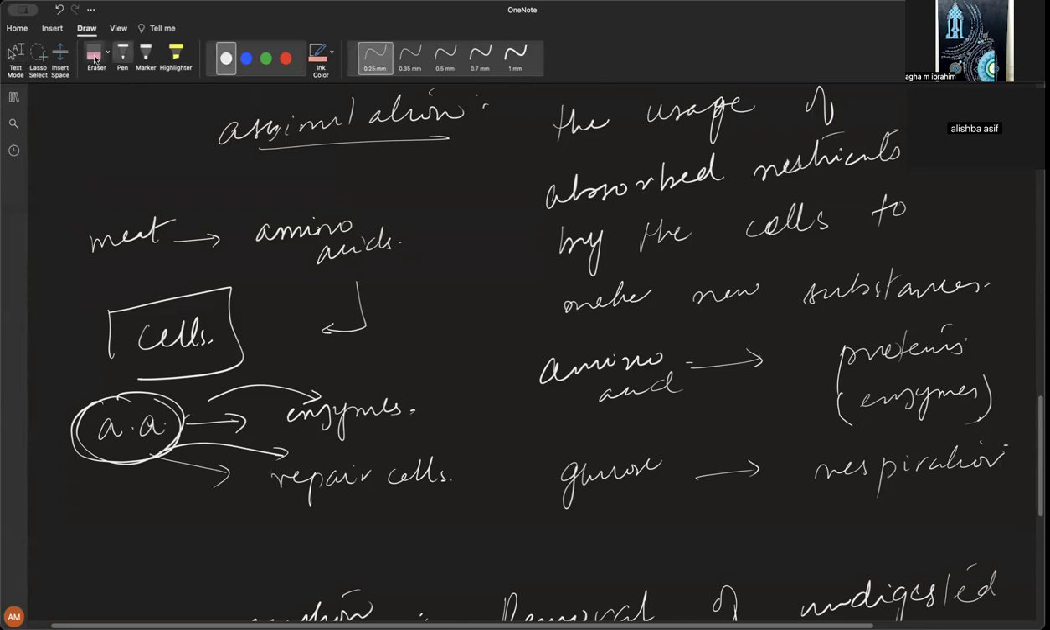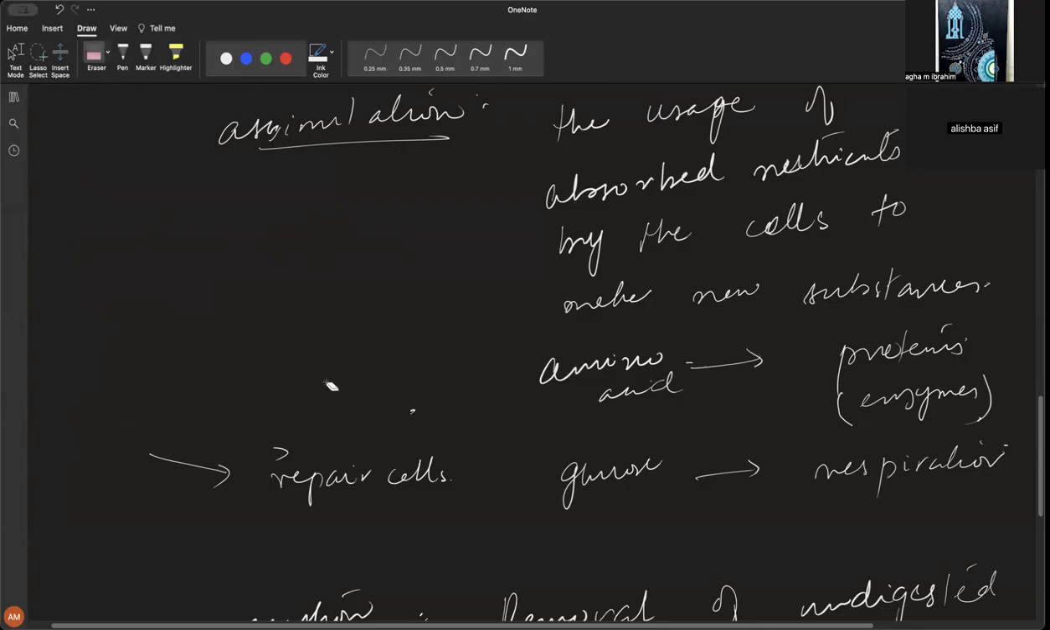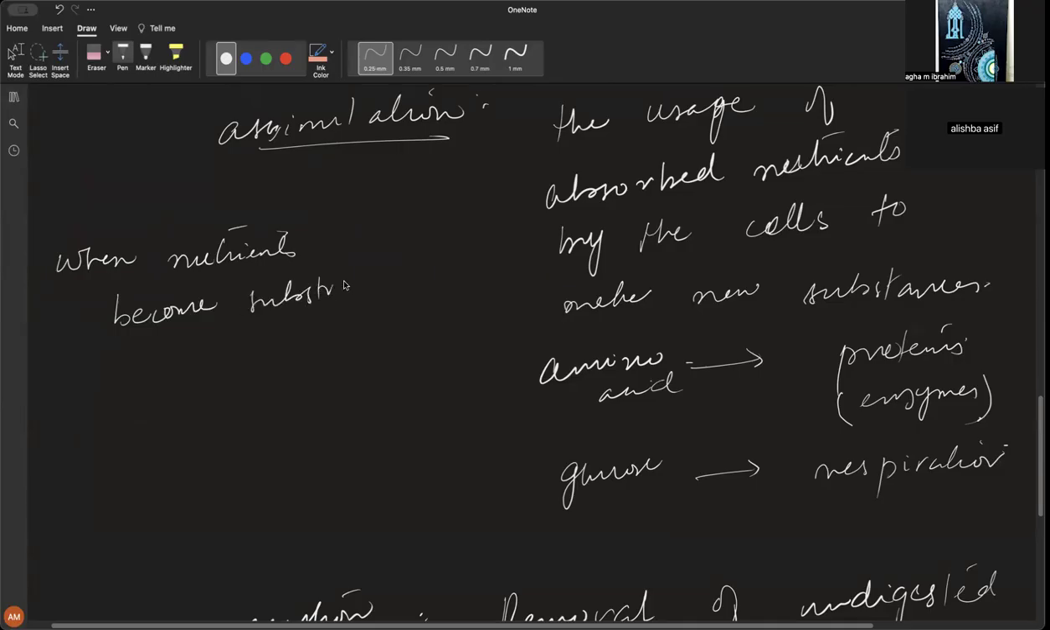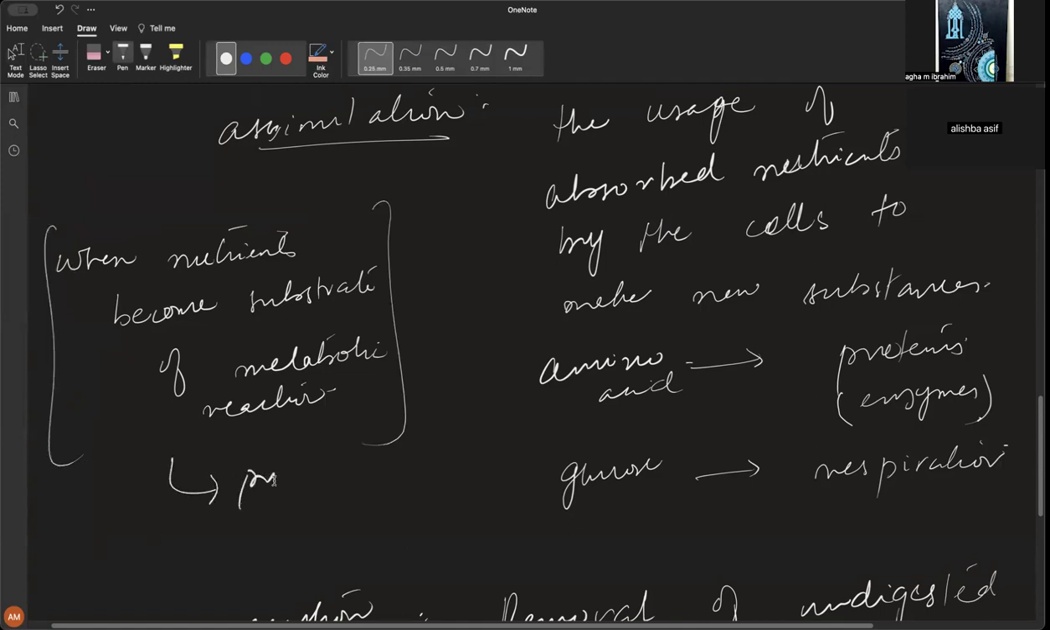Or in other words, you can say when nutrients enter the metabolic reactions, when the nutrients become substrates of metabolic reactions, this is also assimilation. Why? Because there are going to be products. Products as in what? Like enzymes, or steroids, or any other thing, hormones, right?